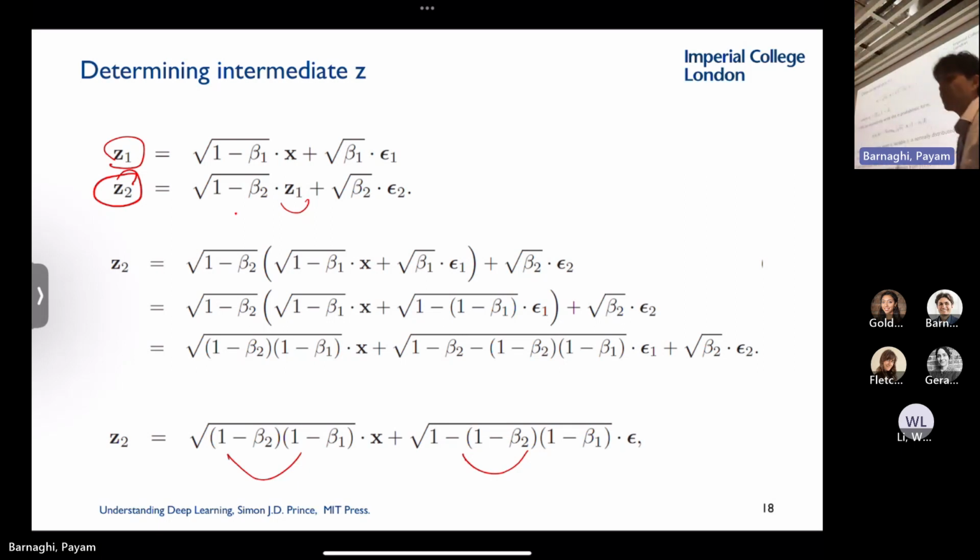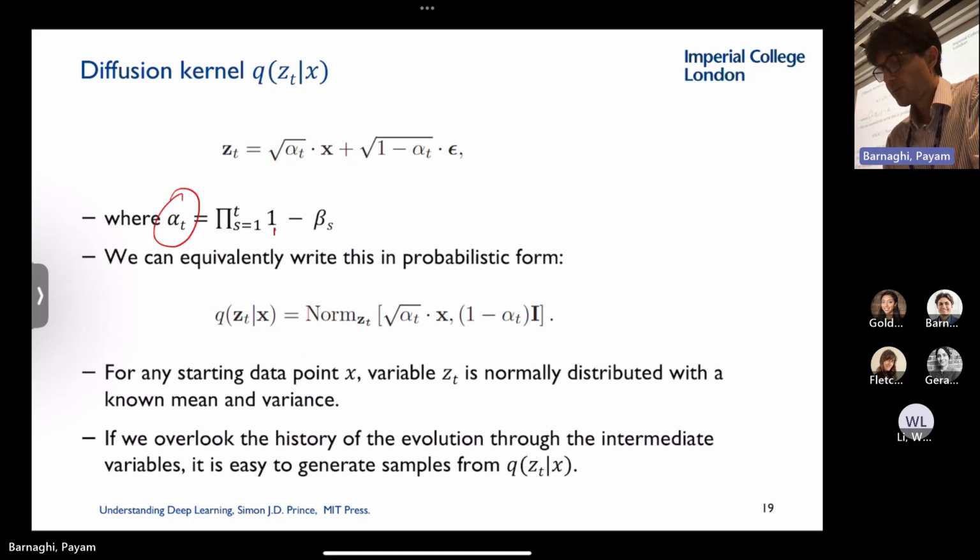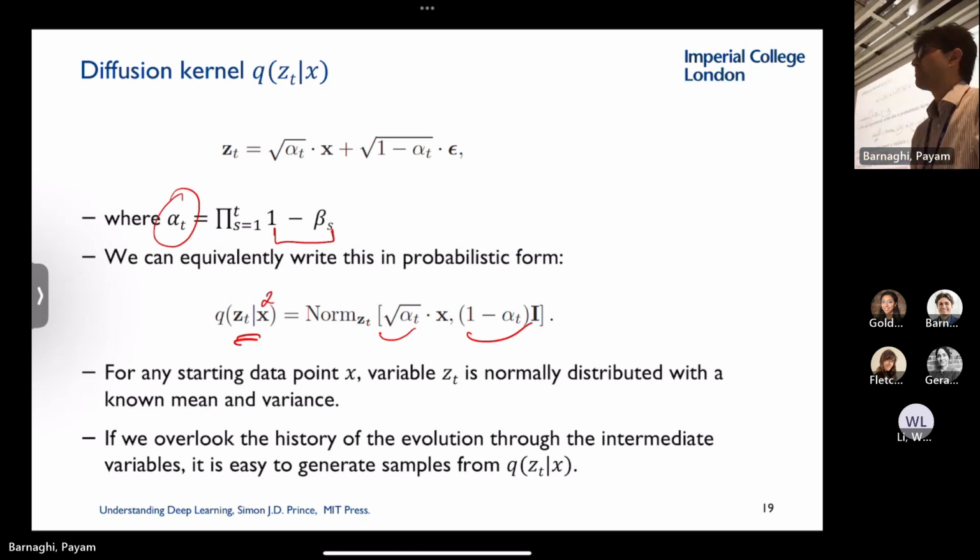That basically helps you with computational efficiency, because you can define an alpha t, which becomes your 1 minus beta, and plug it into the formula. Then you can generate each of the zt's conditioned on x. This is just to speed up the forward process. Does that make sense?